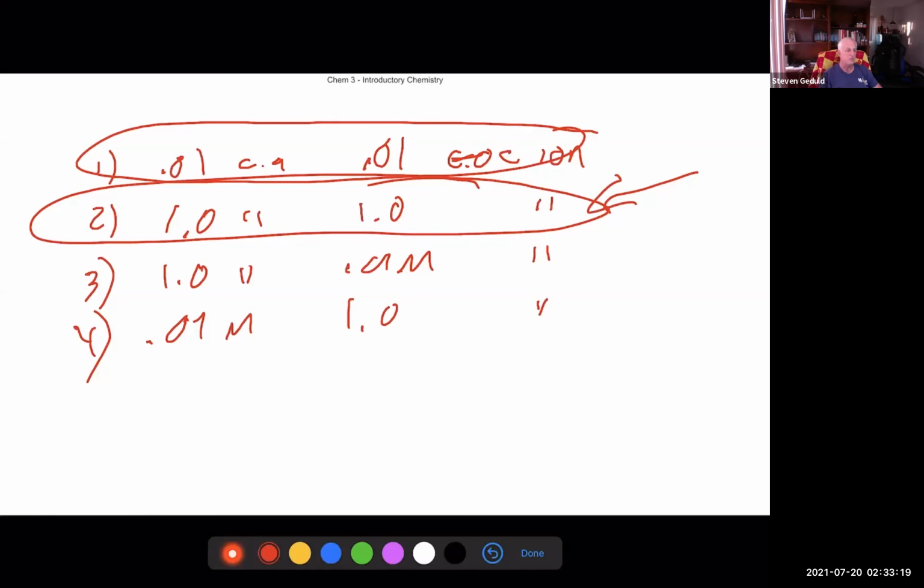That's all a buffering solution is in the body. It just allows a conjugate acid-base pair to go both directions and absorb, so your pH doesn't vary by any significant amount, whether you get real acidic from an infection or real basic from an infection.